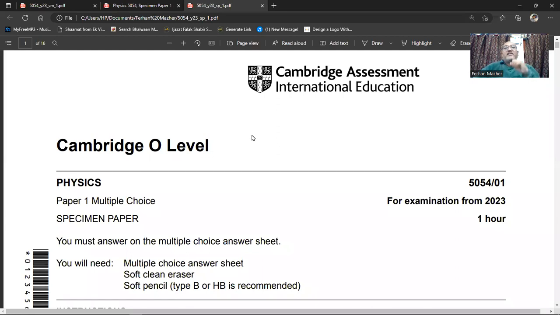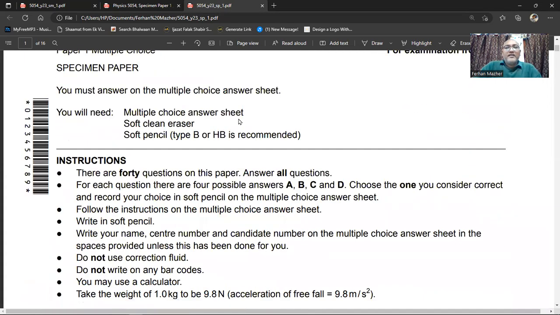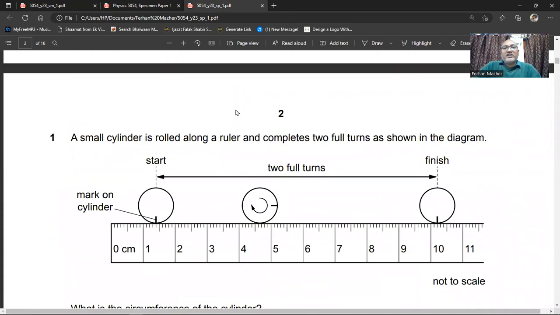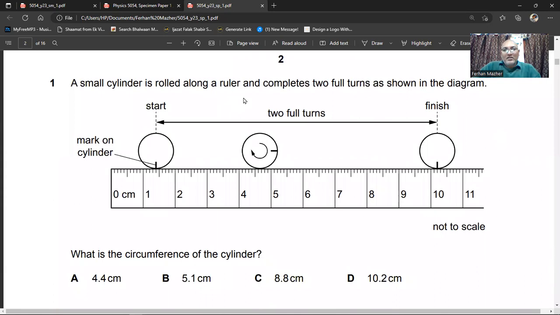This is the Cambridge Assessment International Education paper one about multiple choice, and this is a specimen paper for examination from 2023. The time allowed is 1 hour, and here we go. The first question is coming up on your screen.